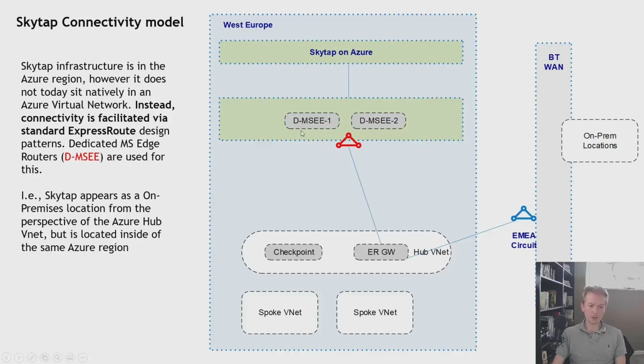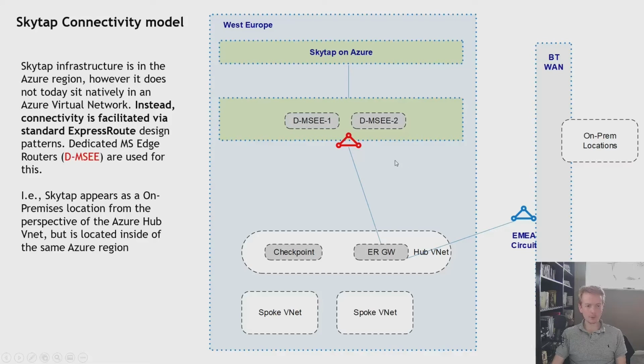You see here we have these DMSEEs, and they are dedicated Microsoft Enterprise Edge routers. So these are physical routers in the data center that we use to get to Skytap. And that differs slightly from a terminology that you might have seen before, which is MSEE, or Microsoft Enterprise Edge. And those are the routers that live in peering exchanges that facilitate these blue circuits that get customers to their existing on-prem networks. And we're going to use this blue and red color scheme throughout to make it clear.